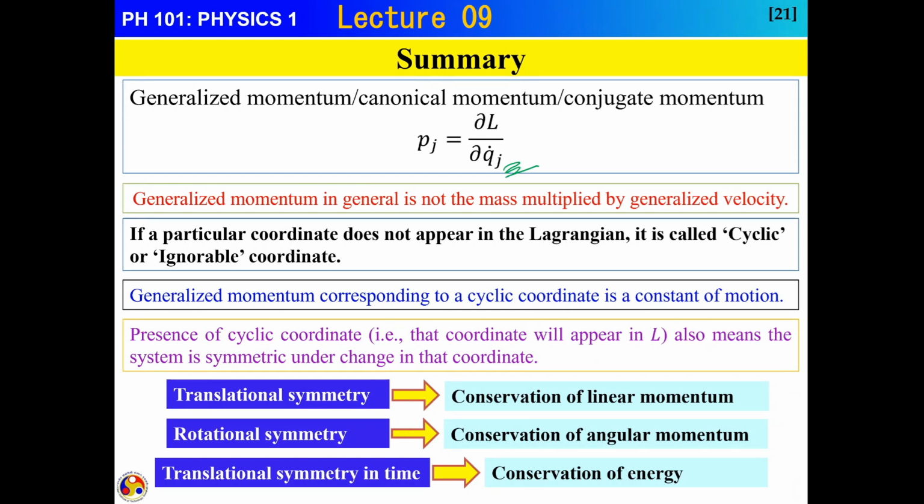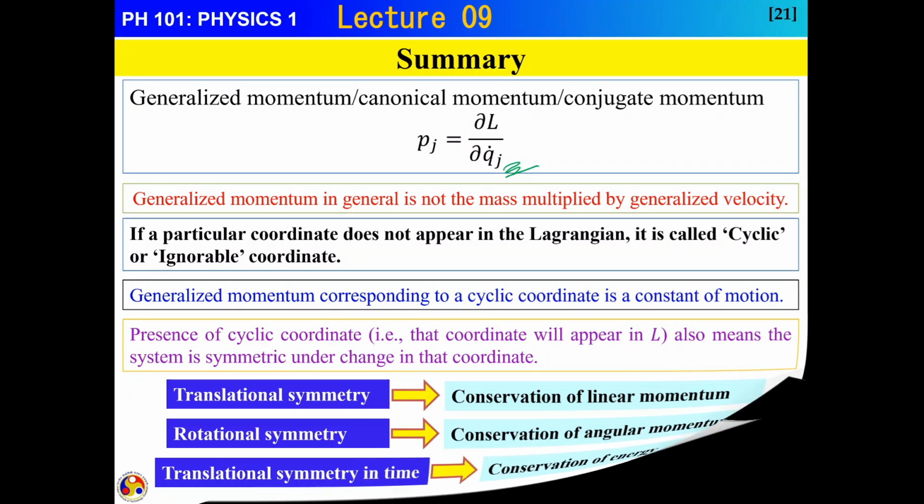And if you have a system with a lot of cyclic coordinates, it means the system is symmetric under the change of that coordinate, and then we end up proving translational symmetry for conservation of linear momentum, rotational symmetry for conservation of angular momentum, and translational symmetry in time provides the conservation of energy. Remember, it's only translational symmetry in time. Rotational symmetry in time would not give us the conservation of energy. So with that, we'll stop here.